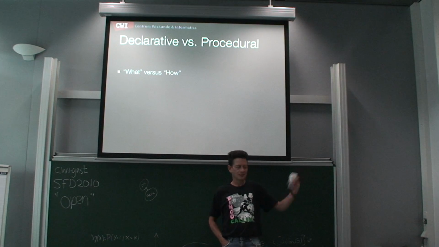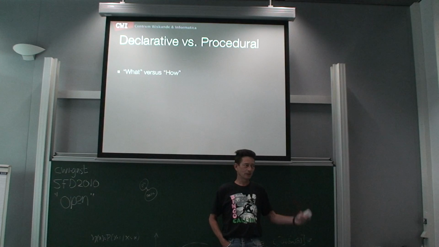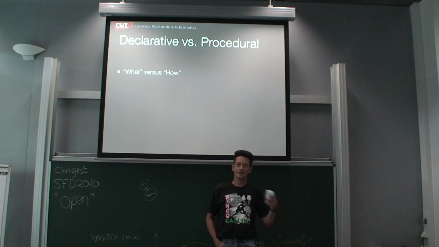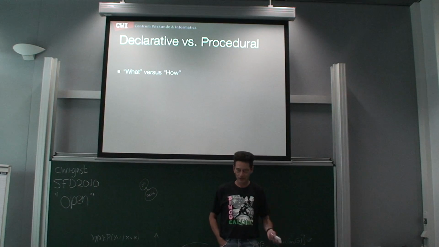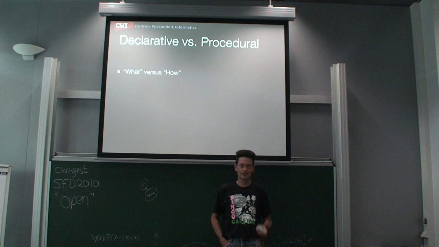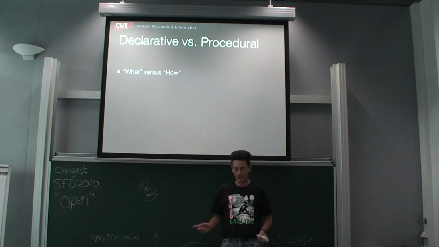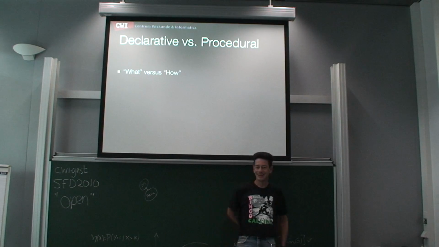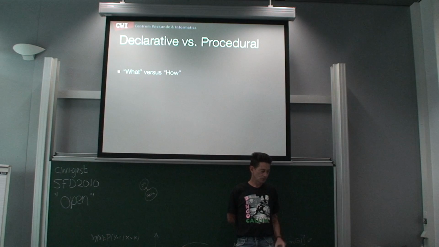So if I say to my wife, which I don't have, girlfriend, if I say to my girlfriend, bring me a beer, that's declarative. And if I say to my girlfriend, go to the fridge, open it, grab a beer, open it, and give it to me, that's procedural. Whether either of these makes any difference, or go get my own beer, is left as an exercise to the reader, but that's the difference between declarative and procedural.